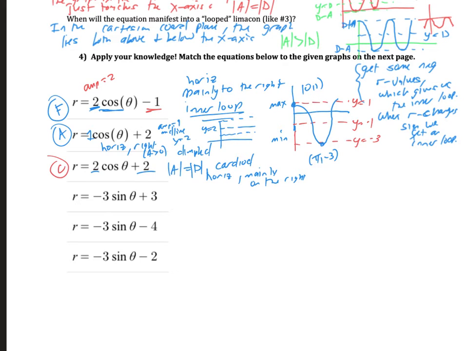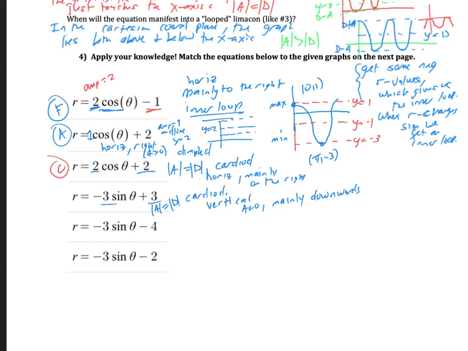Okay, so for the next graph, we have negative 3 sine theta plus 3. Once again, we can see right away that this is a cardioid, and it's going to be vertical. I know it's a cardioid because the absolute value of a equals the absolute value of d. A vertical cardioid, and because a is less than 0, this will be mainly downwards.